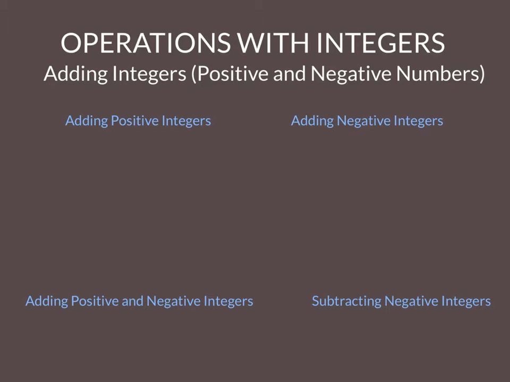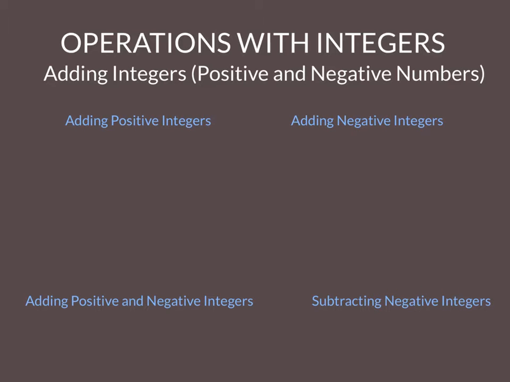Hello there. This is a video about operations with integers, and what we're going to do today is add integers, adding positive and negative numbers. We're going to talk about four scenarios that are going to pop up. We're going to be adding positive integers, which is something you've been doing for a very long time, adding negative integers together, adding positive and negative integers, and then subtracting negative integers.